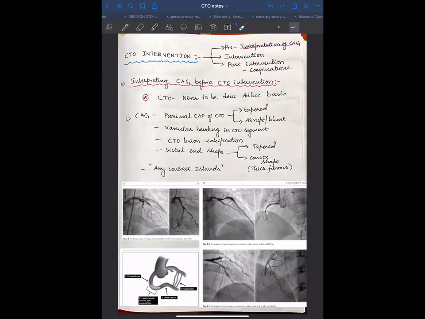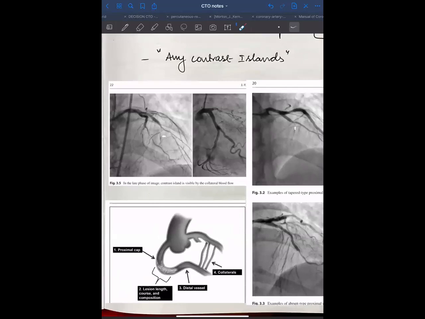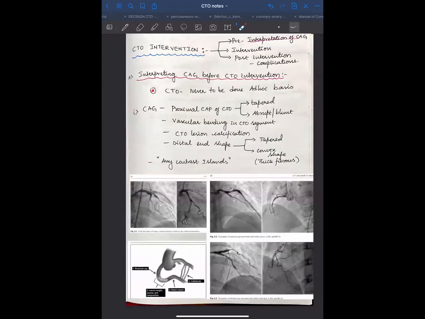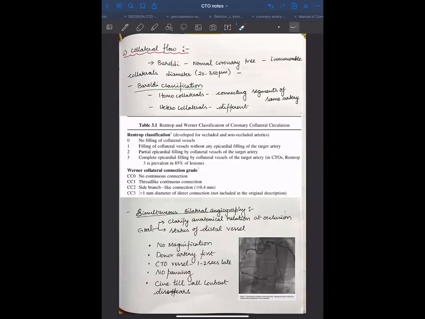So just a schema as to what we need to look at in the angiogram. Proximal cap, lesion length and course, which I will come to in the retrograde injection, and how is the distal vessel and collateral. So these 3 things we will be able to see only once we do a dual injection. We'll only be able to see the proximal segment in the antegrade injection. And once we do a dual injection, we'll be able to see these details: collaterals, distal vessel, and also the lesion length, course, and composition. So collaterals are a very important part of CTO.